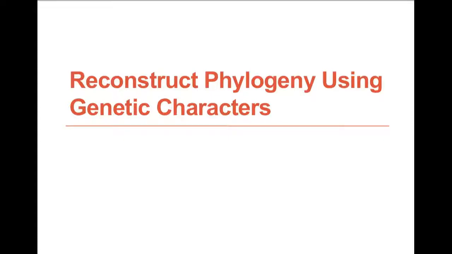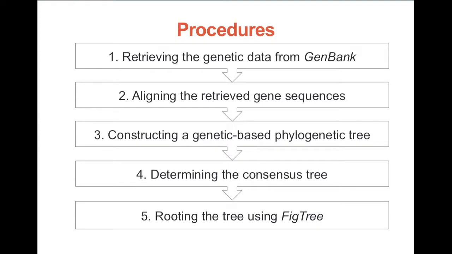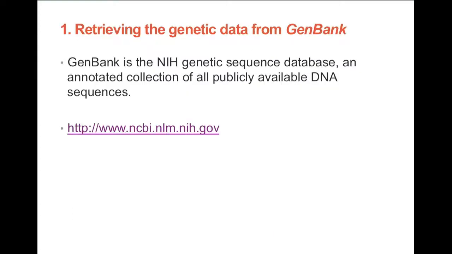I'm going to give you a brief introduction about how to reconstruct a phylogeny using genetic characters. Five steps are involved in this procedure. Retrieve the gene sequences from GenBank, align the sequences, construct the tree based on the sequences, determine the consensus tree, and root the tree. First, let's retrieve a gene sequence from GenBank.